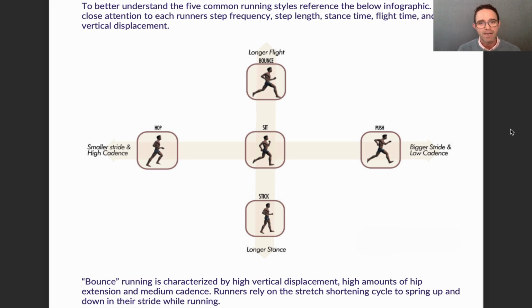Then we have bounce. Bounce, as you can see, has a long flight time, a lot of vertical up and down motion. However, we can also see that it has a moderate amount of cadence. It doesn't have a really big or small step. And then lastly, we have stick running. And this is going to be a very minimal amount of up and down motion. However, we can see it's going to have a much longer ground contact time and stance time.